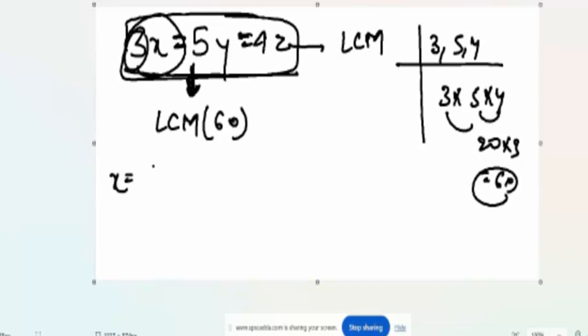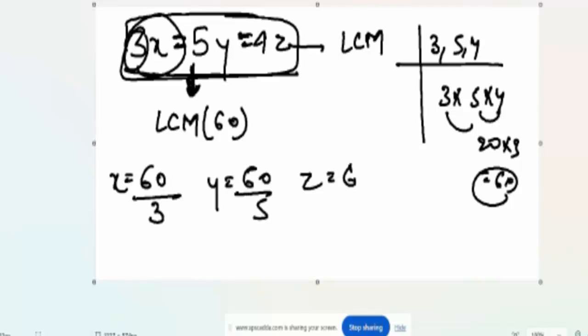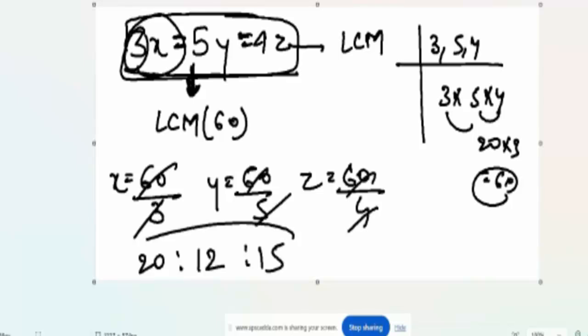X is equal to 3. Just multiply by the LCM. Y is equal to 60 by 5 and Z is equal to 60 by 4. Just cross multiply. 20, 5 1s are 5, 5 2s are 10, 4 1s are 4, 4 5s are 20. So 20, 12, 5.